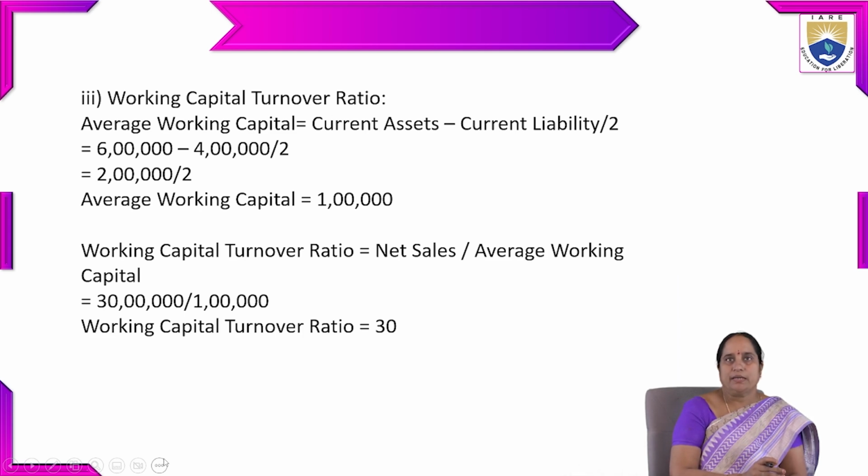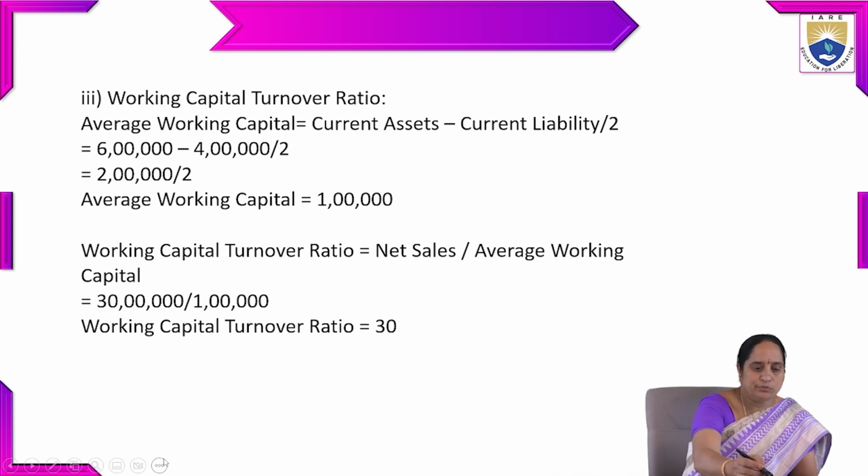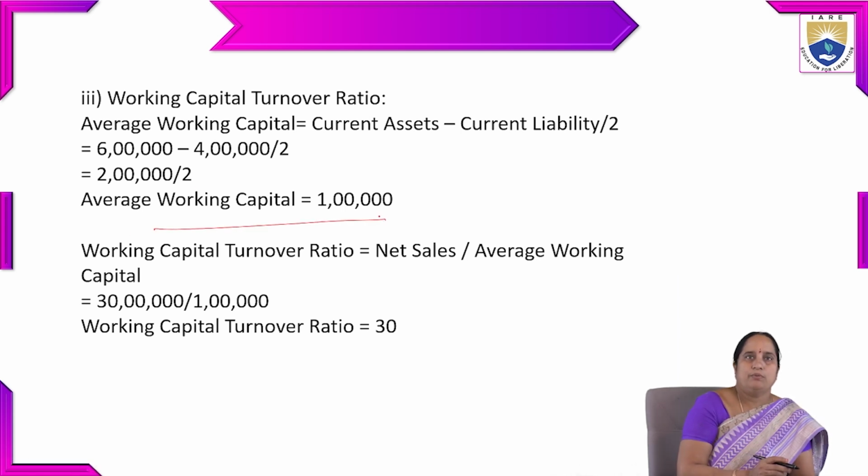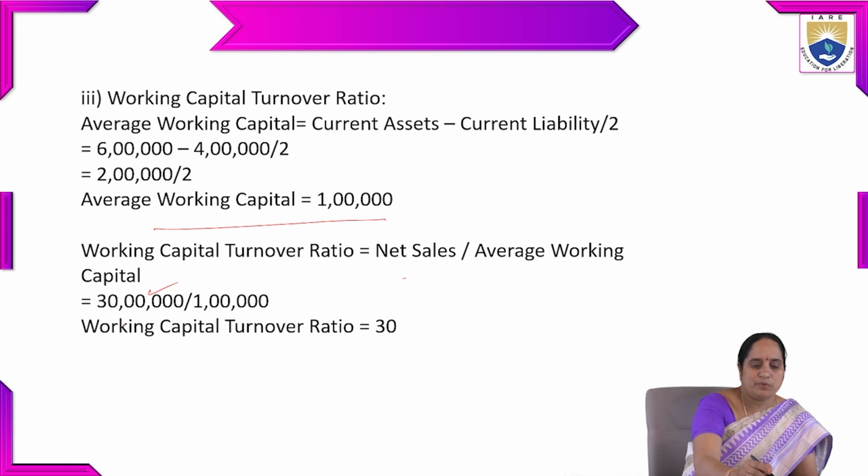So average working capital can be computed by taking the difference between current assets minus current liability by 2. So 2 lakhs divided by 2, average working capital is 1 lakh, and working capital turnover ratio can be calculated by the formula net sales by average working capital. Net sales, which is given in the problem, 30 lakhs divided by 1 lakh. Working capital turnover ratio is 30.